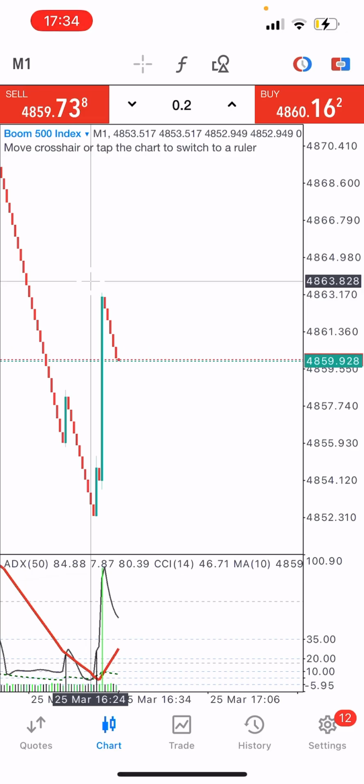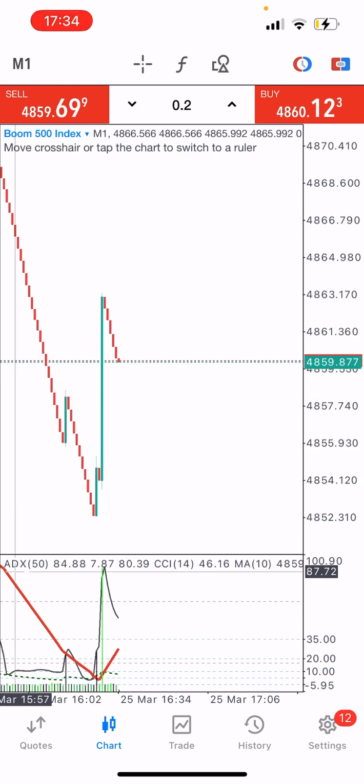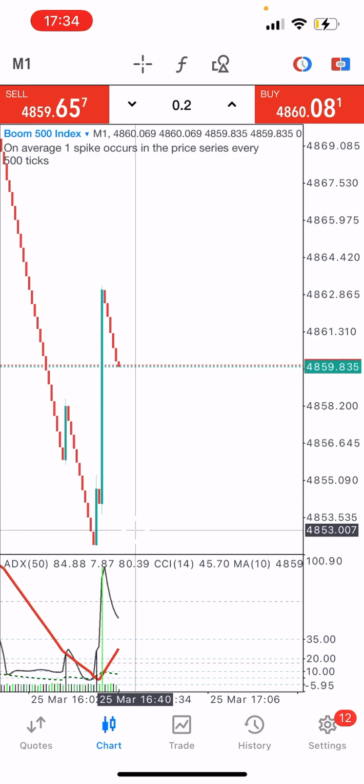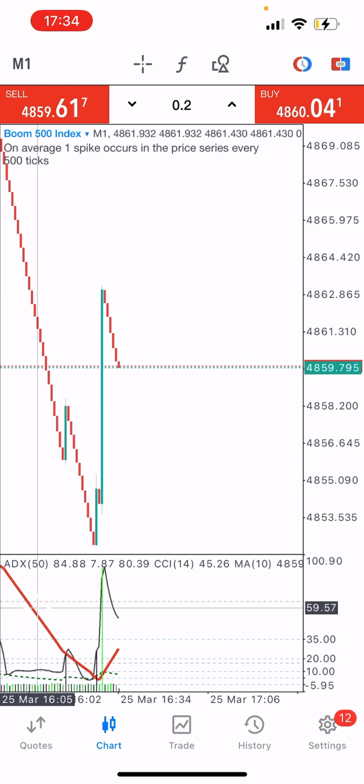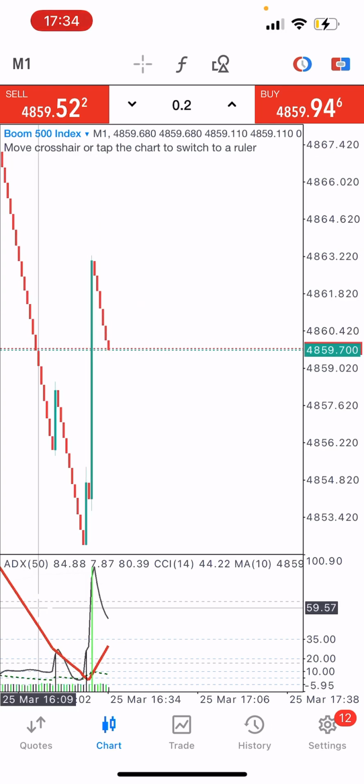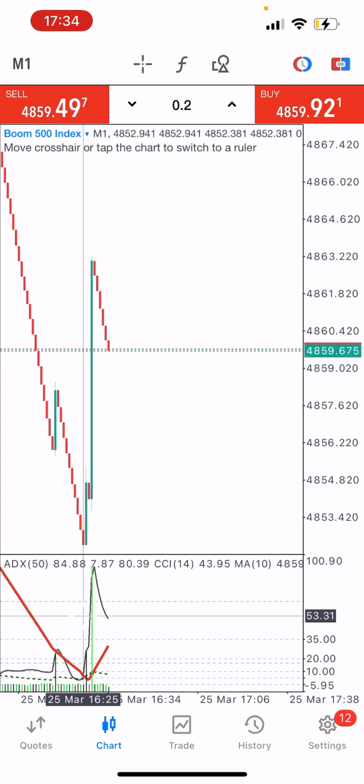That is it. Once you set those indicators, your screen is going to be exactly like mine. Another thing is that it works on the 1 minute time frame. 1 minute time frame, please. Don't forget that. Once you set your indicators, it's going to look like this.